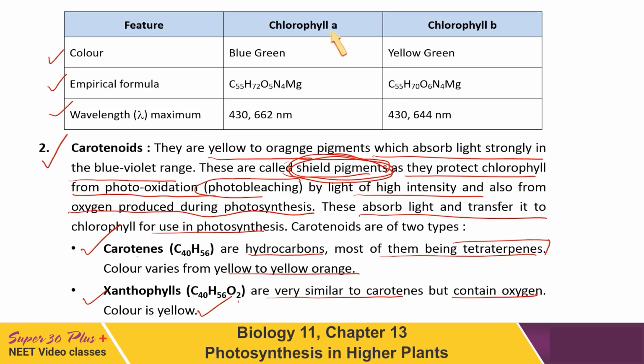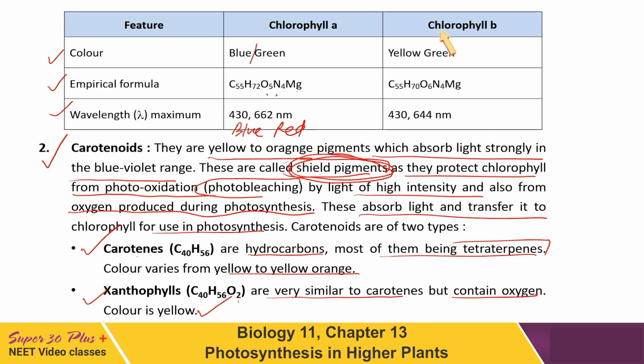Chlorophyll A, I told you, is blue-green in color. Empirical formula is C55H72O5N4Mg, and it absorbs light at 430 and 662 nanometer, that is in the blue region and in the red region.